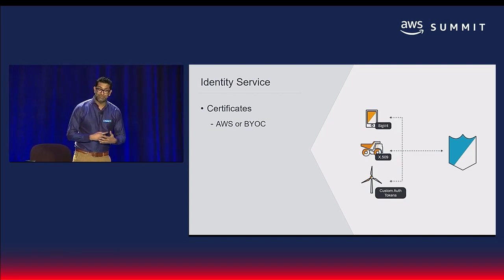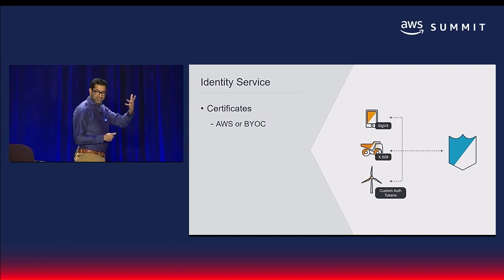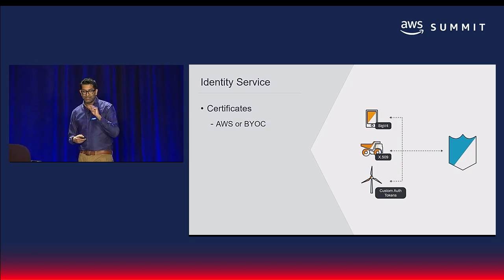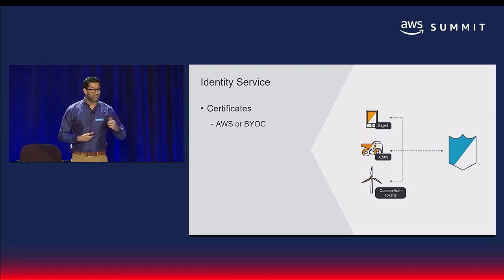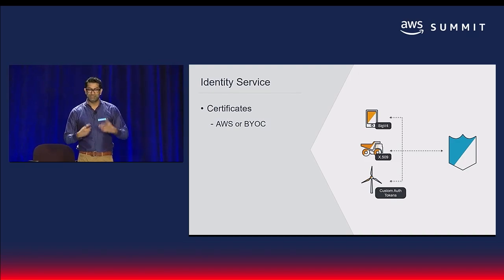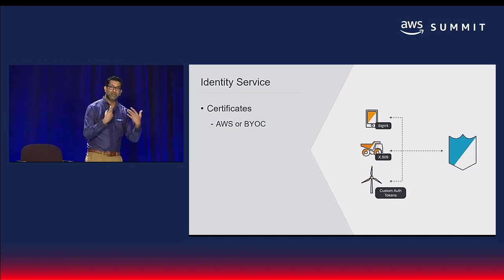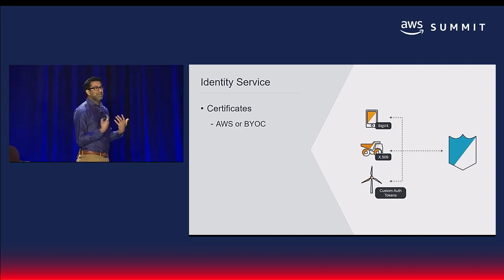You can do SigV4, signature version 4, for those of you who don't know, or even custom authentication tokens via a custom authorizer. Now, the nice thing is that at AWS, we give you options. You can do it yourself, bring your own certificate, or you can have AWS provision them for you. So it's that nice flexibility that we want to offer our customers because we don't want to have them locked in.